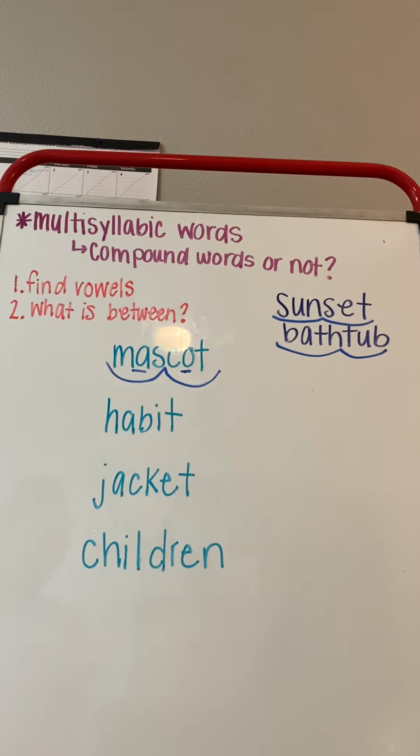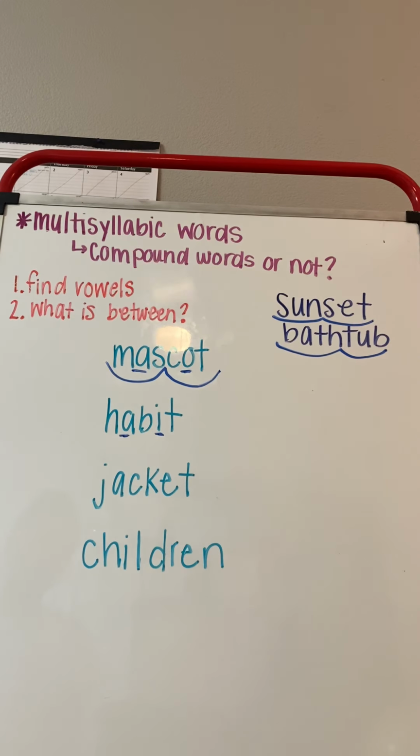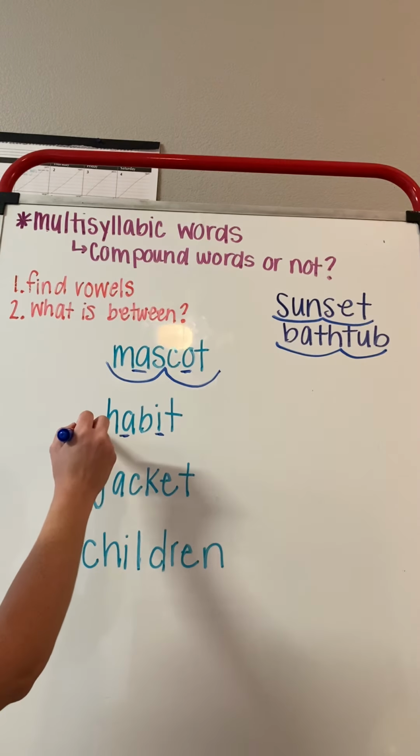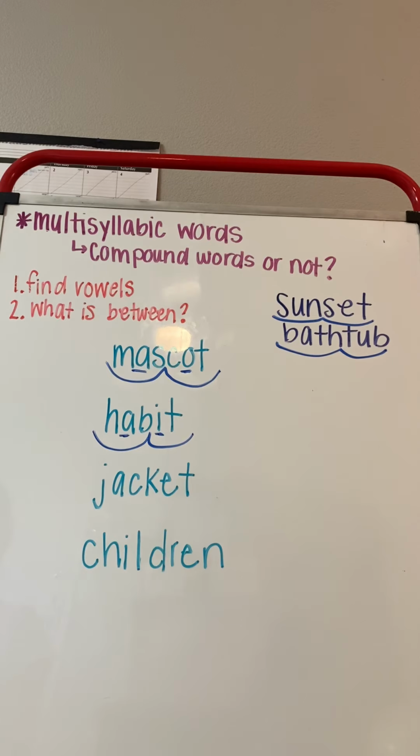So mascot, okay? Looking at the word habit, we have another situation here. So I see A and I, but between my vowels, I only see one consonant, okay? This is when your brain should trigger back to Unit 3 and you should be thinking about closed syllables, okay? Remember the rule here is that if there's one consonant in between those vowels, we are going to stick that consonant with the first syllable to close it in, right?